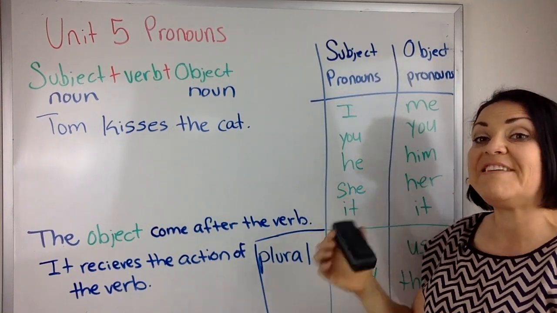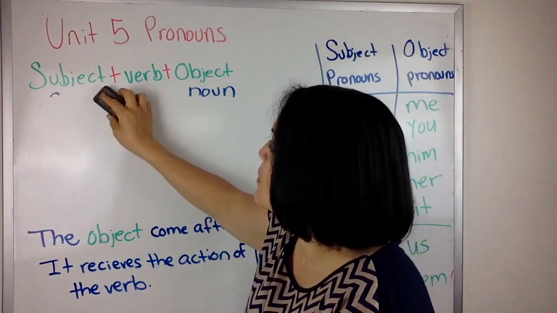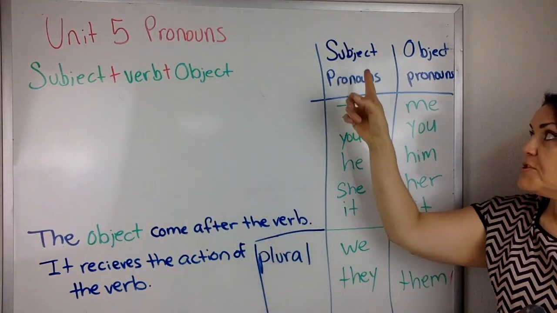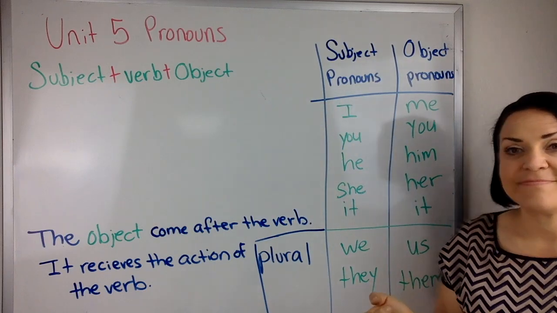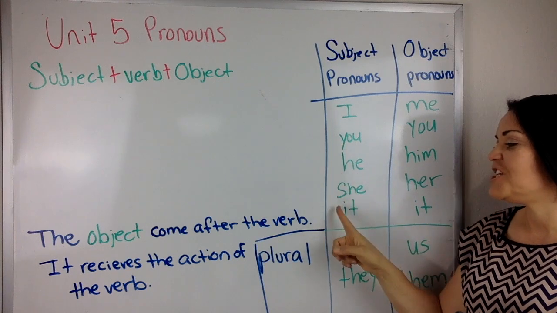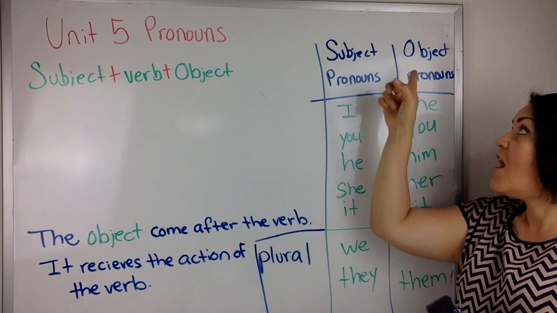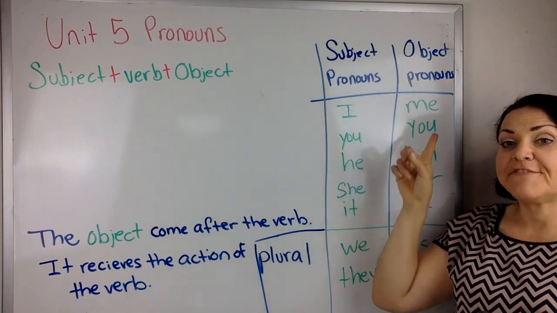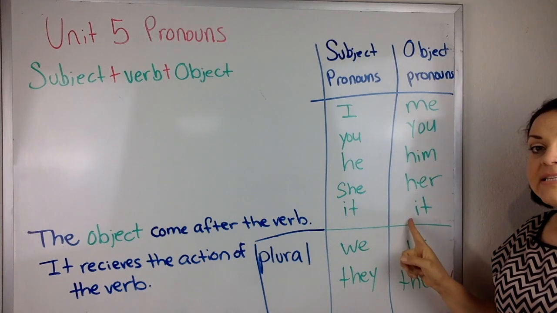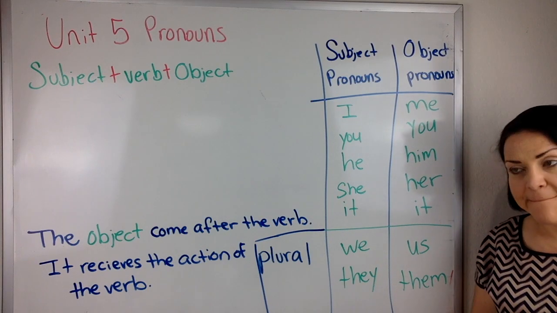Remember, they're receiving whatever's coming to them. So let's go over these ones. Subject pronoun is before the verb. It's I, you, he, she, it, and then plural would be we and they. Object pronoun is after the verb. Me, you, him, her, it. And then plural is us and them.